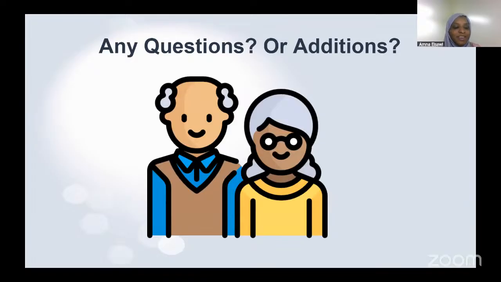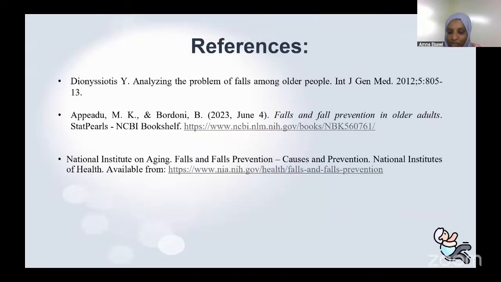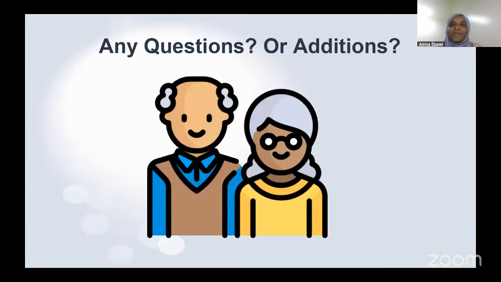Okay, that was a very brief, you could say, introduction into falls in older adults. I provided some references at the end in case you want further readings for your own benefit. I hope that was clear. Do you have any questions, or maybe you have some experience and want to add something? Please feel free to do so.